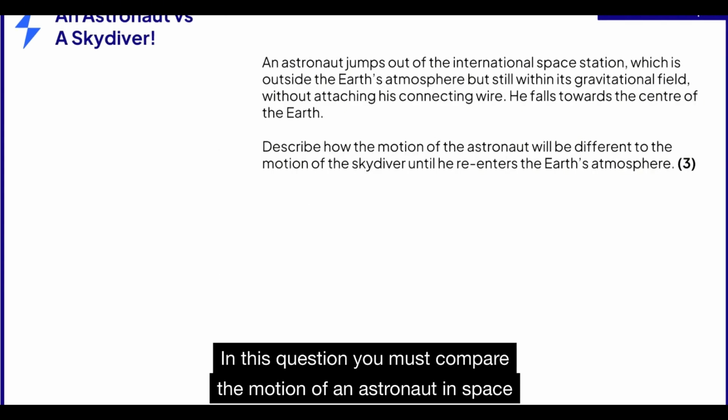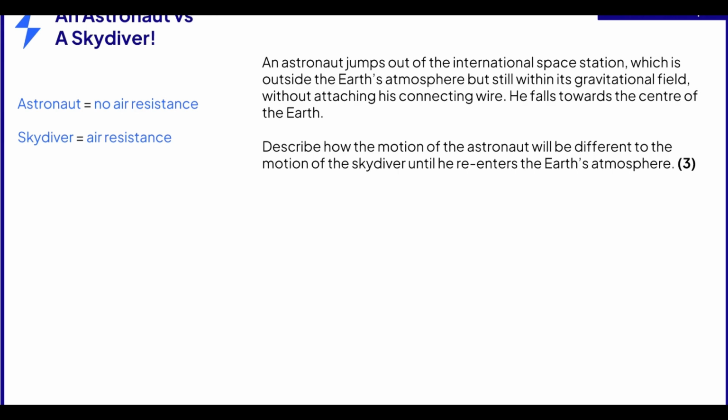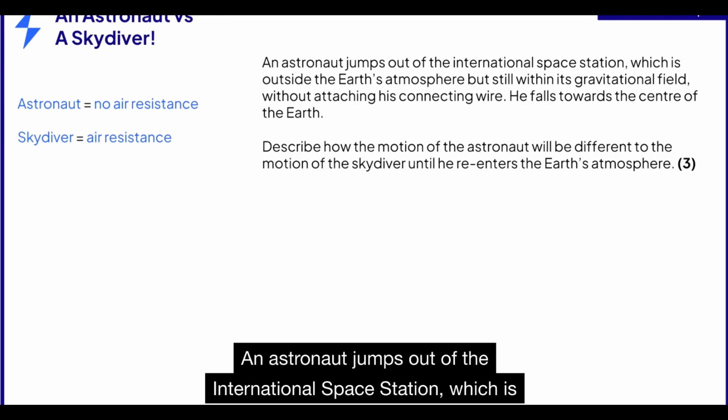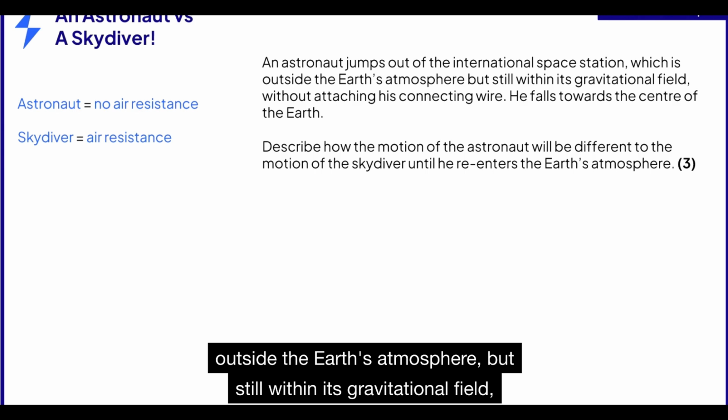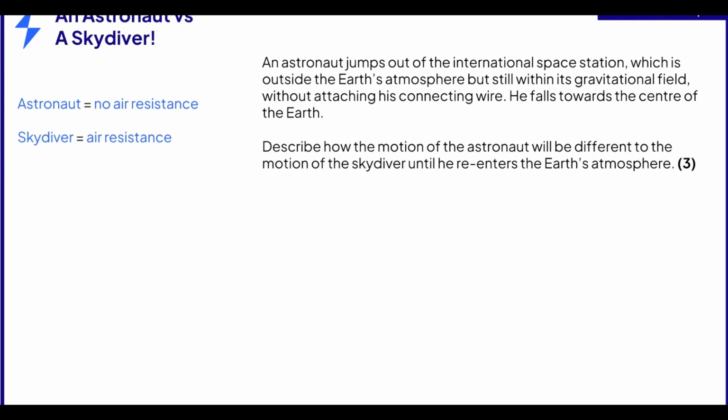In this question, you must compare the motion of an astronaut in space without air resistance to the motion of the skydiver with air resistance. An astronaut jumps out of the International Space Station, which is outside the Earth's atmosphere, but still within its gravitational field, without attaching his connecting wire. He falls towards the center of the Earth.